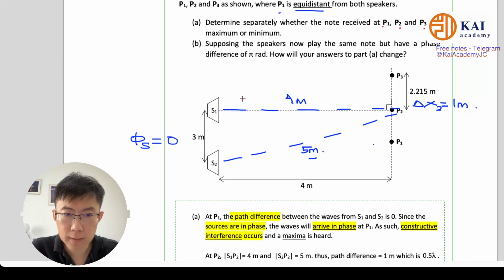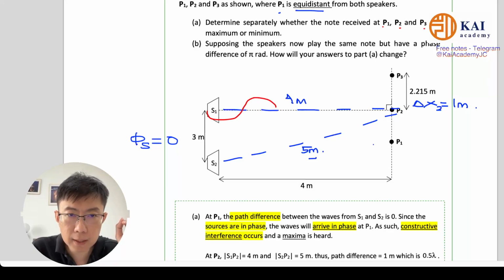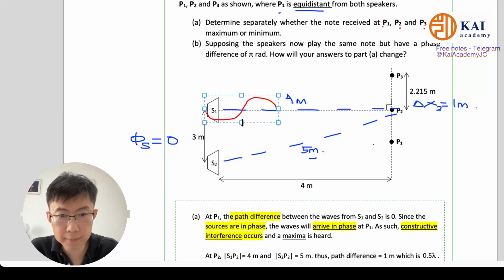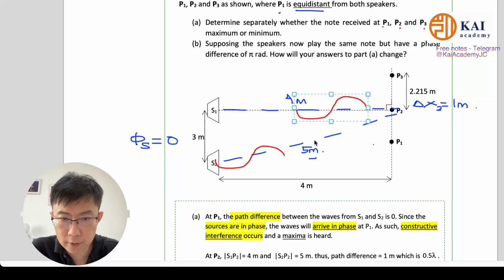Okay, how can we visualize this? When the wave comes out from S1, similarly as before, this wave is going to be traveling towards P2. The wave from S2, same thing, it travels.